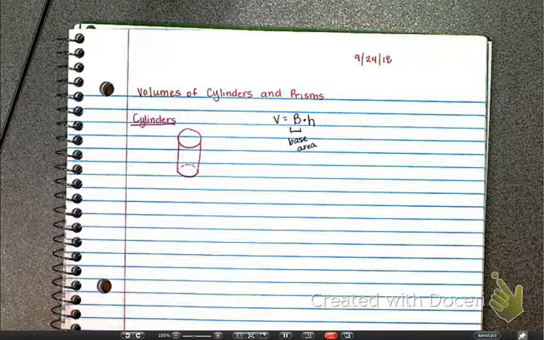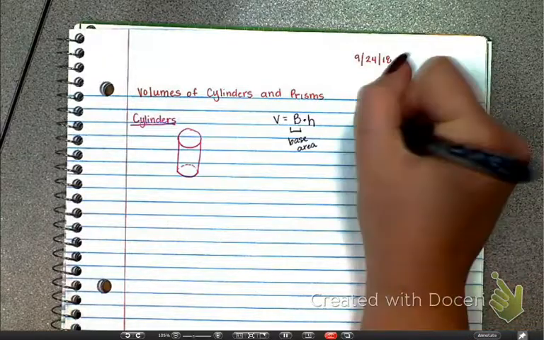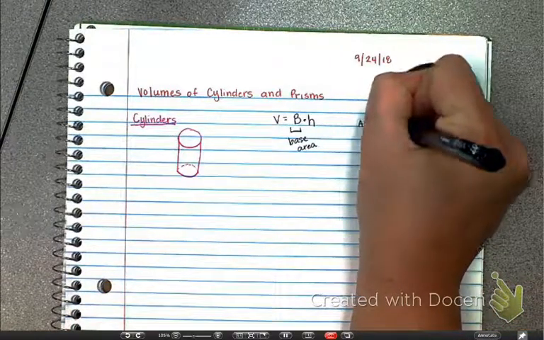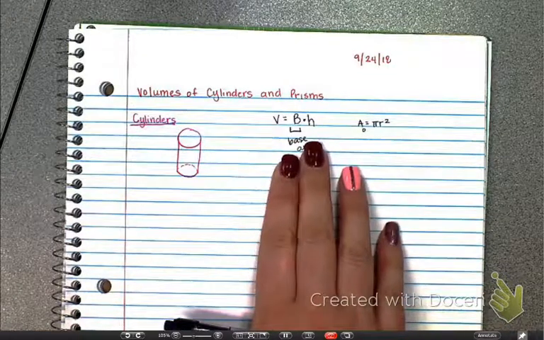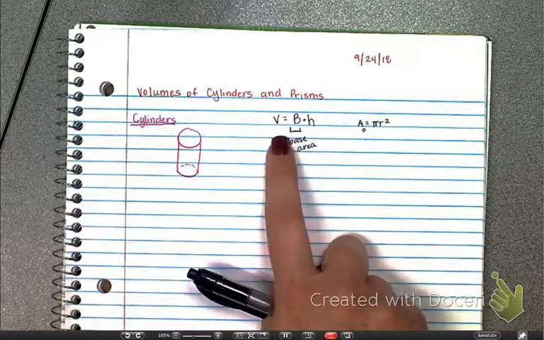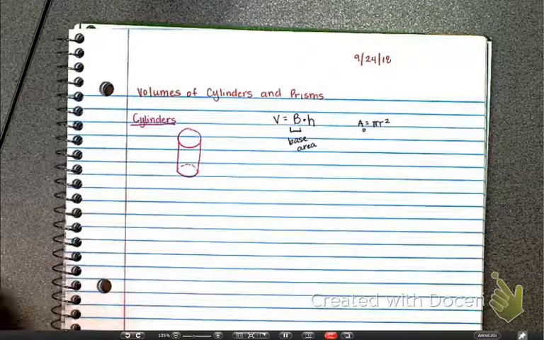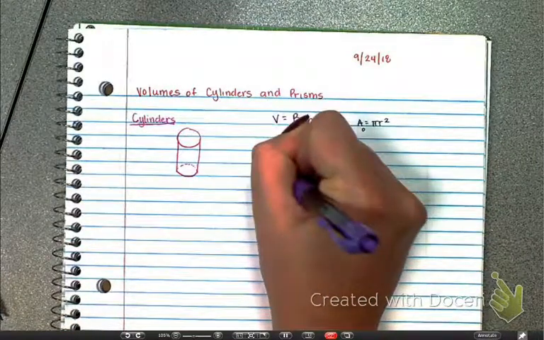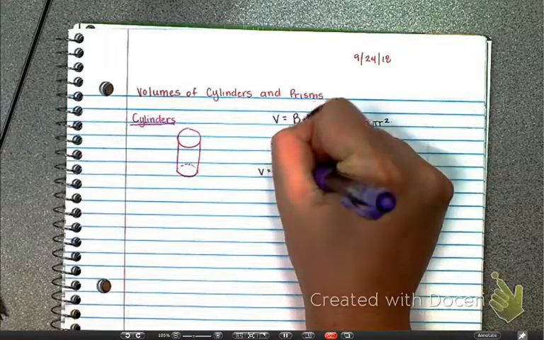And what did you tell me the base was? A circle. And what is the formula for area of a circle? Pi times the radius squared. We just did a whole unit on that, right? So the area of a circle is pi r squared. Agreed? Okay. Volume for a cylinder is big B times h, where B is my base area, which is pi r squared, times the height of the whole cylinder.